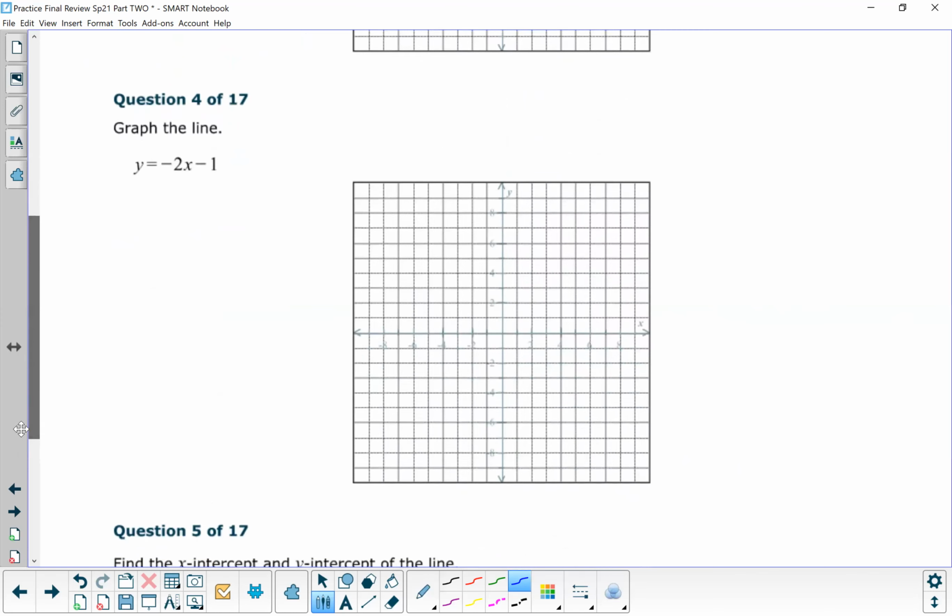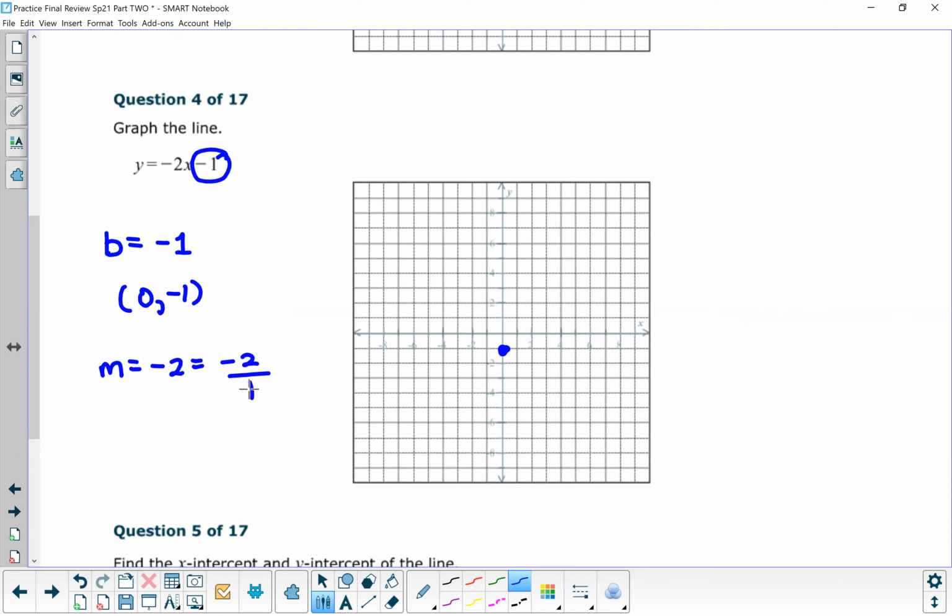All right. Now we have y equals negative 2x minus 1. This time I'm going to use the y-intercept and slope method. So the y-intercept is negative 1, which means we're plotting the point 0 comma negative 1. So I'm going to go ahead and plot that. And then our slope is negative 2 over 1. So I'm going down 2, right 1. Then you could draw your line in. And there we go.